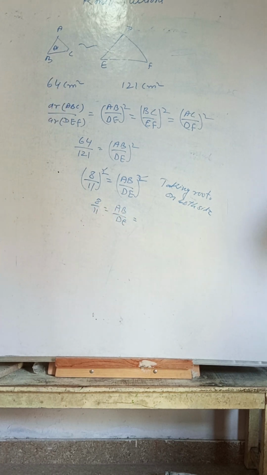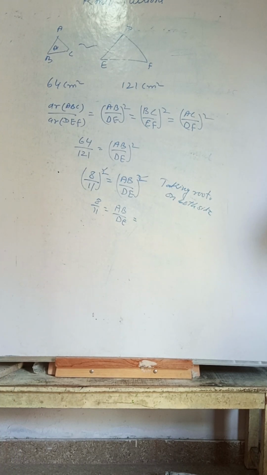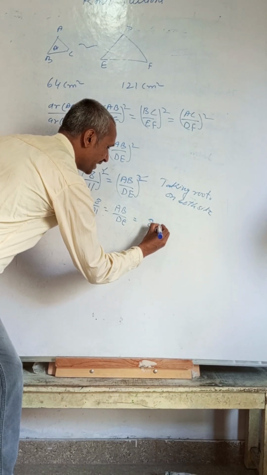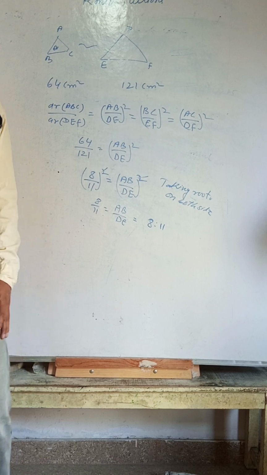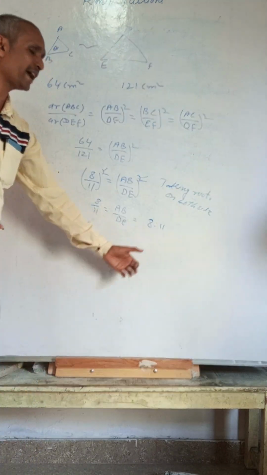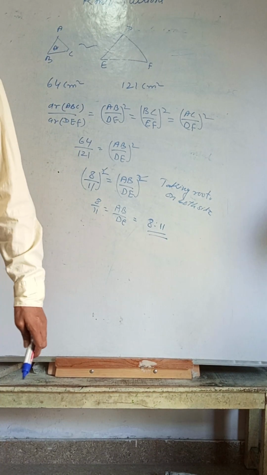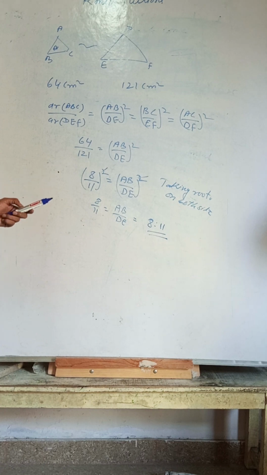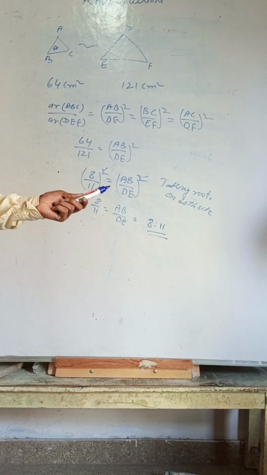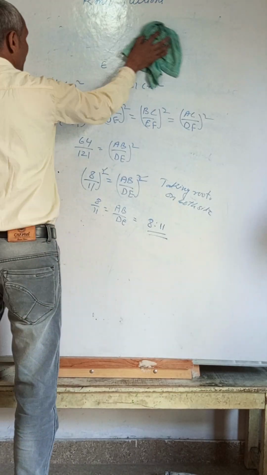You can write that the ratio of their sides is 8 is to 11. That is the ratio of their sides. So you write it like this in the exam: 8 is to 11 is the answer for this one. Next we are going. I hope you understand. If two triangles are similar and their areas are given, then the sides are always in the ratio of the square roots of their areas.